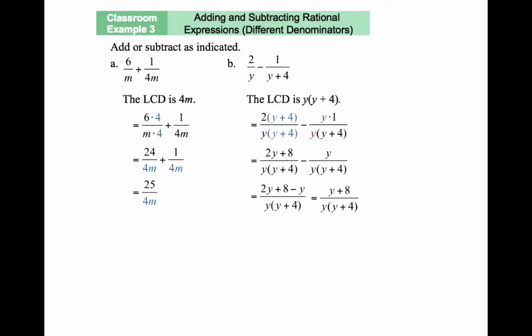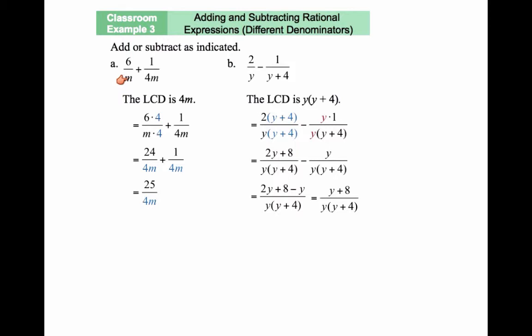Once we know how to find the LCD, we can add and subtract if the numbers at the bottom of the fraction are not the same. Here we have to add 6 over m with 1 over 4m. So the LCD between m and 4m is 4m.